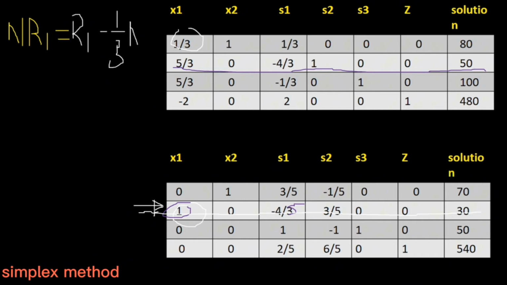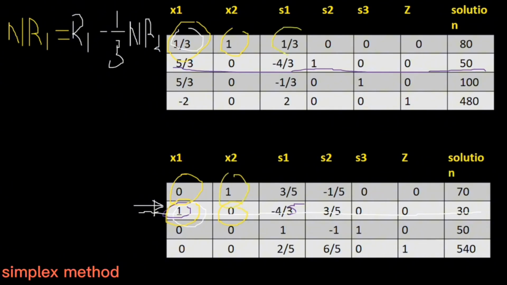New row 2 is row 1 minus 1/3. Let's compute it by yourself. We have row 1, this 1/3 minus 1/3 times 1. We are going to have 0. This 1 minus 1/3 times 0. We are going to have 1.